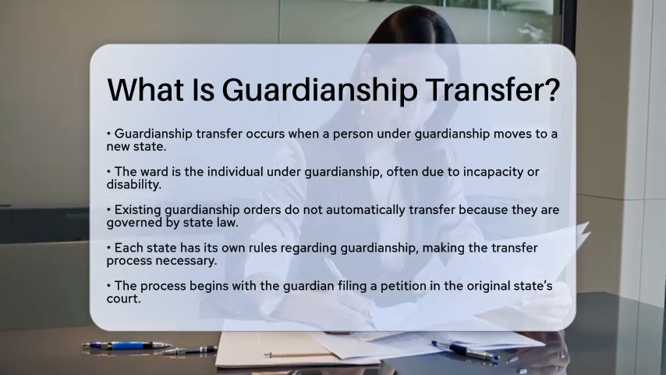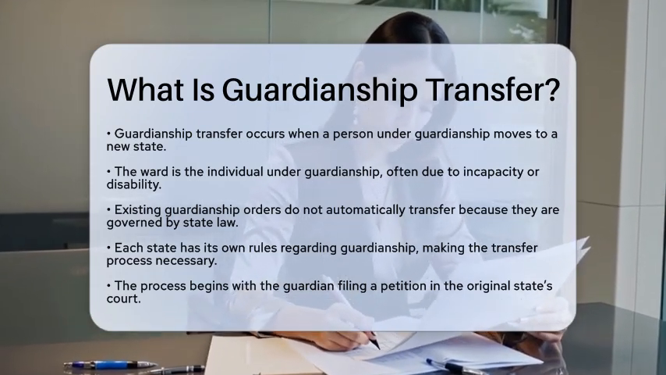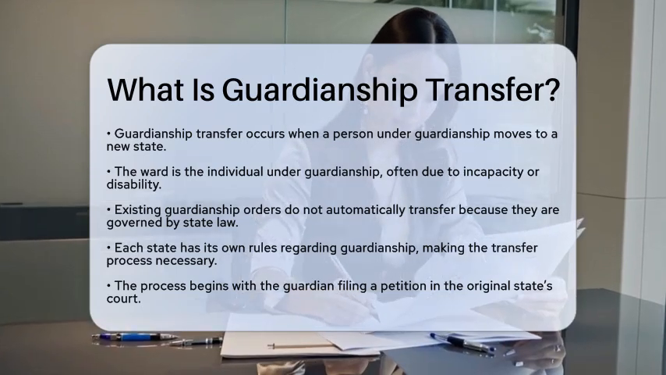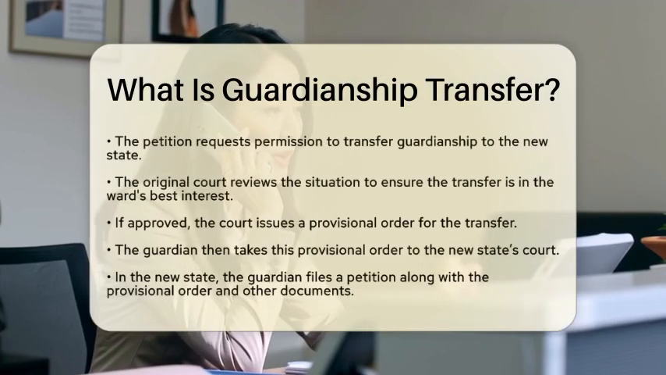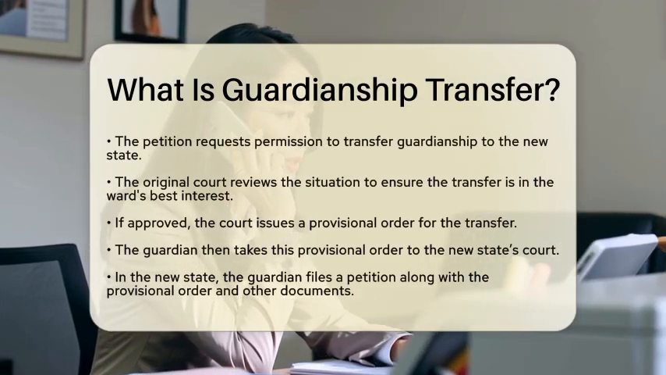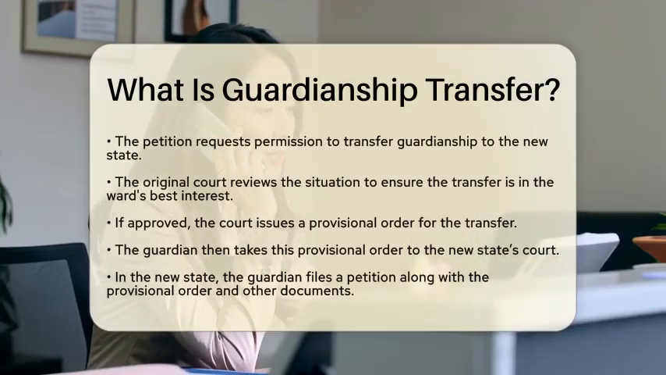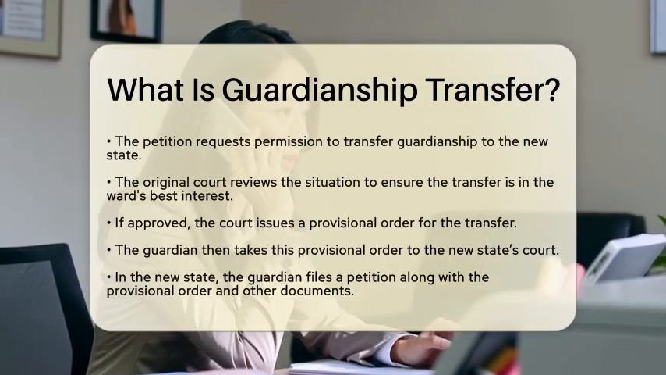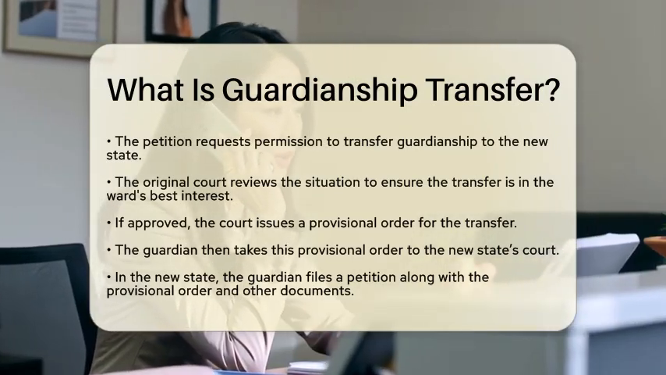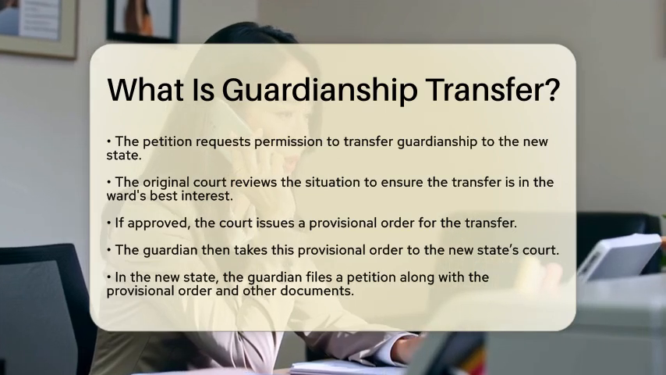It typically involves a few key steps. First, the guardian must file a petition in the original state's court. This petition requests permission to transfer the guardianship to the new state. The court will review the situation to ensure that the transfer is in the best interest of the ward. If the court agrees, it issues a provisional order allowing the transfer.